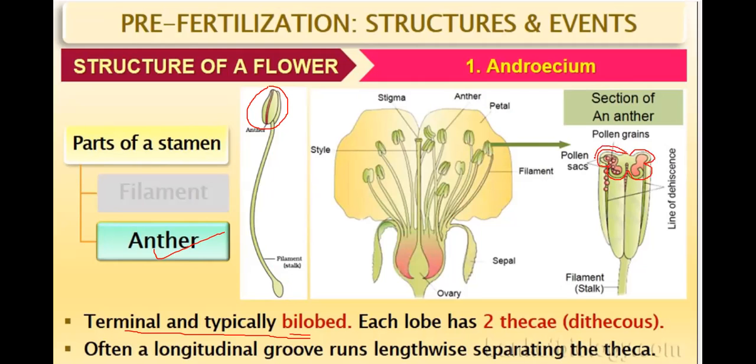This is one lobe, and this is the second lobe. So each lobe is having two theca. This is thickening. That's what it is known as diathecous. Often a longitudinal groove runs lengthwise, separating the theca. There is a longitudinal groove. It separates these two thecas.